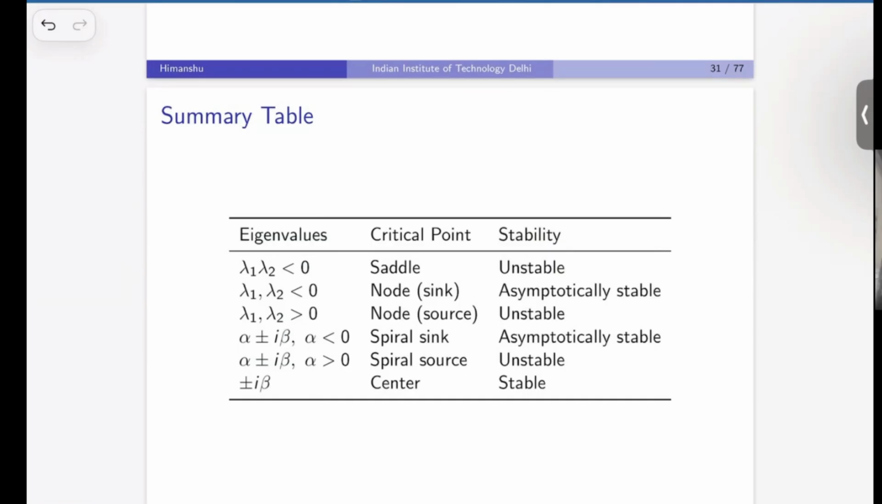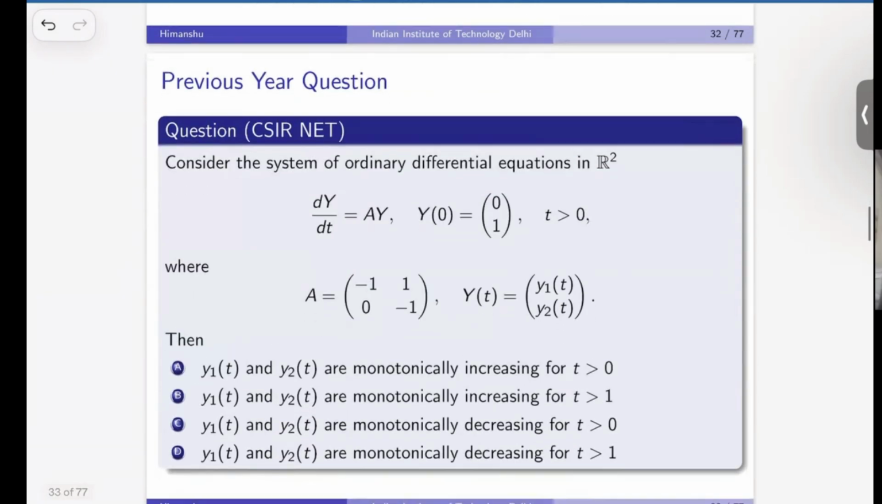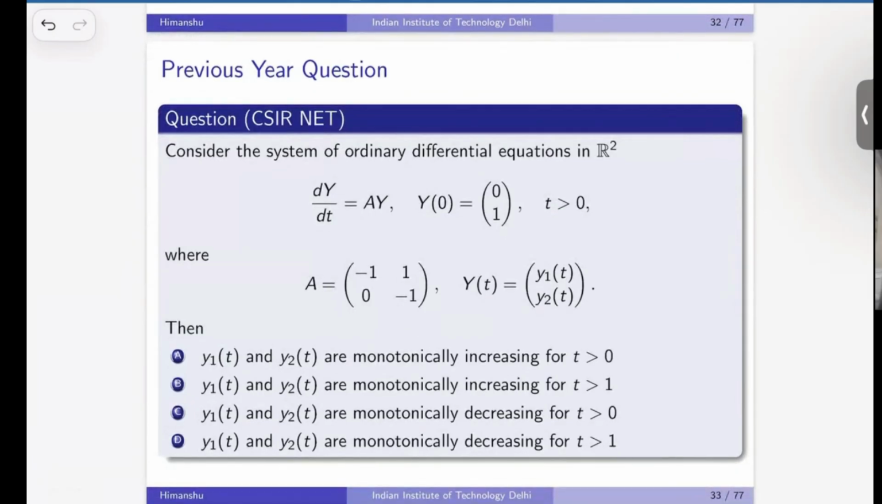So this is the summary that I have written here. You can use this as a reference. But the more important thing is that you should know how we are doing this. Now let's have some questions, and depending on that, let's see the behavior.